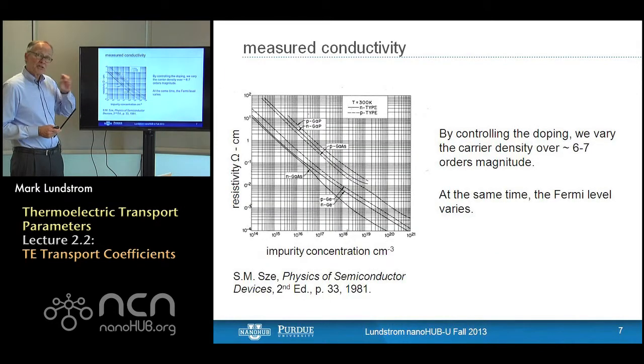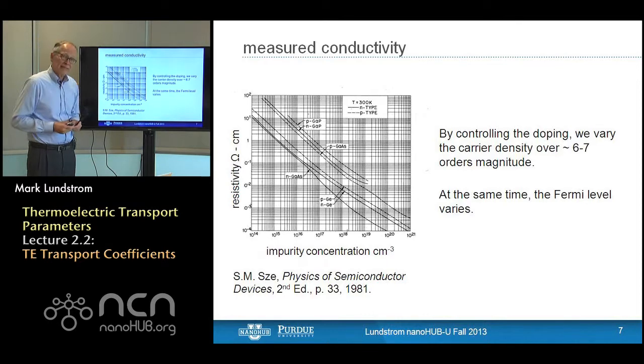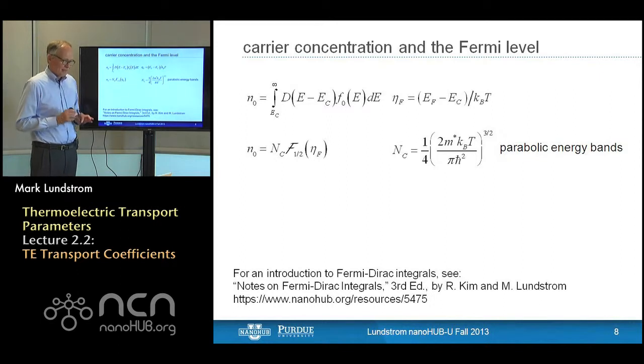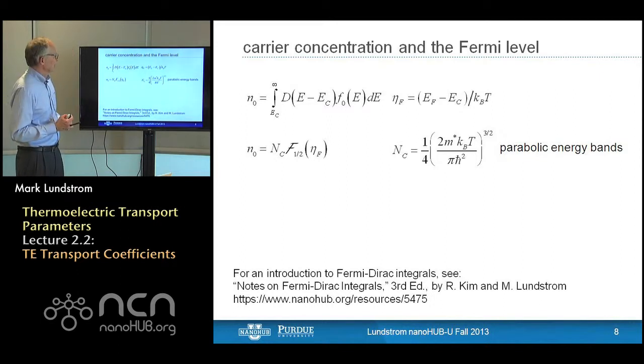And we know that if we measure the conductivity, one of the things that makes semiconductors so useful is that we can vary the resistivity or the conductivity over many orders of magnitude, 6 or 7. We do that by doping the semiconductor and changing the Fermi level, moving it from way below to way above the bottom of the conduction band, or way above the top of the valence band to way below the top of the valence band. So semiconductor doping allows us to vary that Fermi level dramatically.